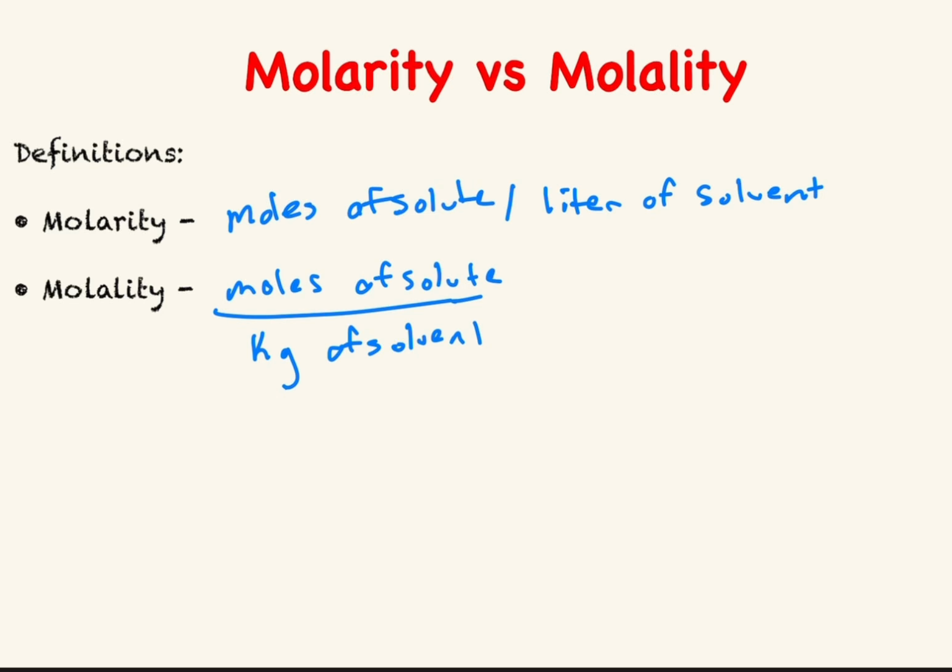So immediately you can see a difference. The numerator is going to be the same for both of them, but the denominator is different. So molarity is liters of solvent, molality is kilograms of solvent. Molarity depends on the volume of the whole solution. Molality depends only on the mass of the solvent. That's the key to this.